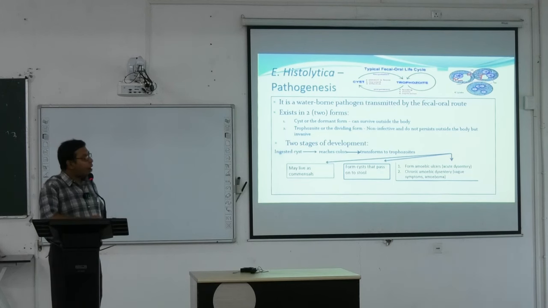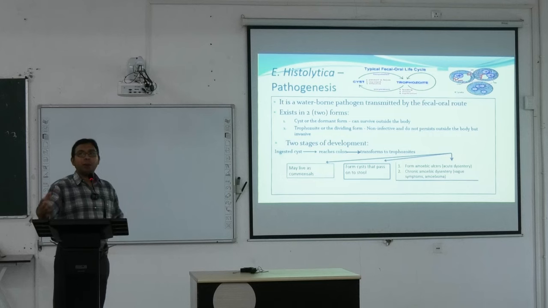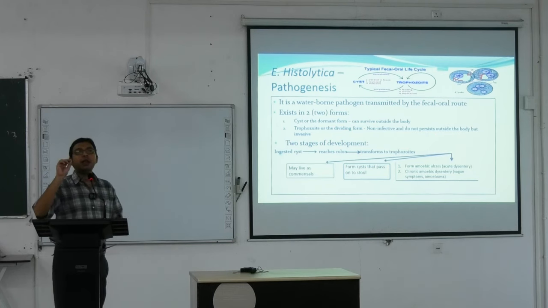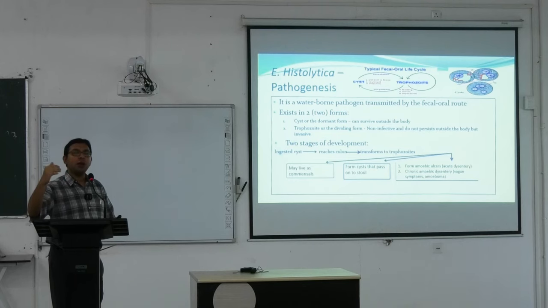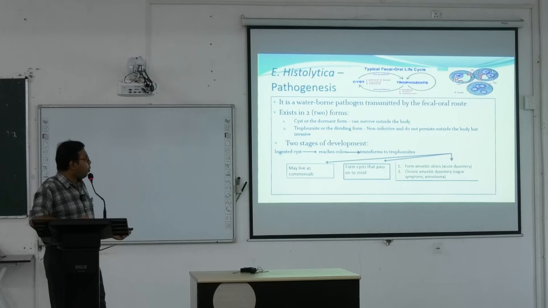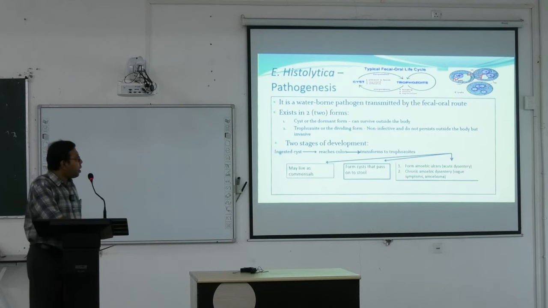Cyst form is the dormant form which can survive outside the body. And the trophozoite form is the dividing form, which is non-infective and does not persist outside the body, but it is invasive. Invasive means they invade the organs and can colonize different types of organs within our body. So there are two stages of development.